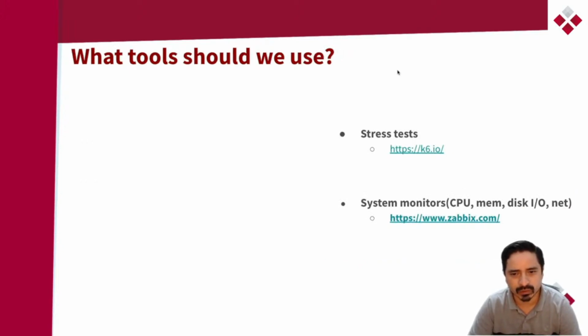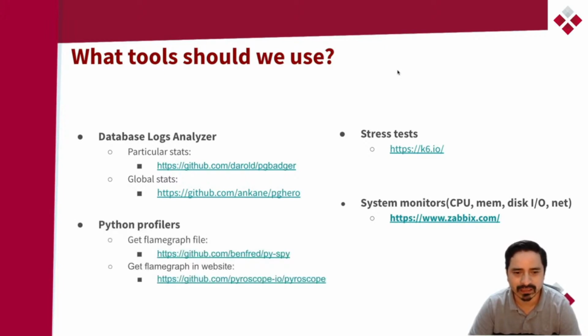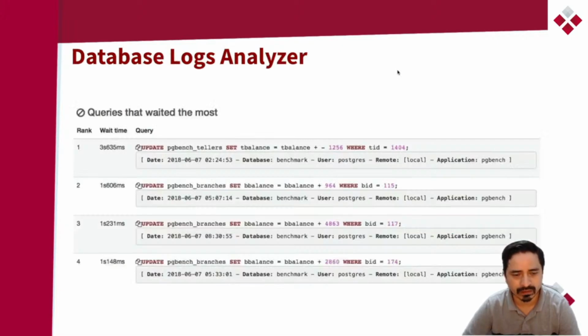What tools should we use? We can use stress test cases. We need to monitor the system, Zabbix in this case. We need to get the database log and get analyzers. In this case, PG Badger is a good tool, and PG Hero. Python profiler: it is a good idea to get a flame graph using PySpy or Pyinstrument.